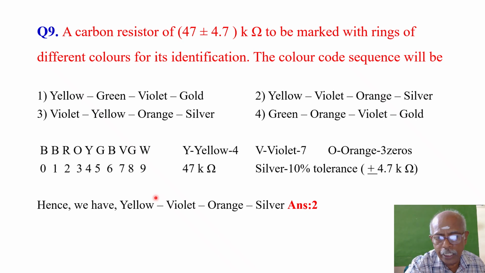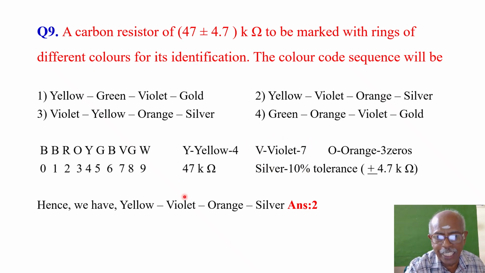Now what is the given resistance? 47 plus or minus 4.7 kilo ohm. So the first digit is 4. So it must have what color? Y for 4, so yellow. So the first ring should be of yellow color. Then the second one, 7. What is the letter for 7? V, so V for violet. So the second ring will be of violet color. So this will give you 47.